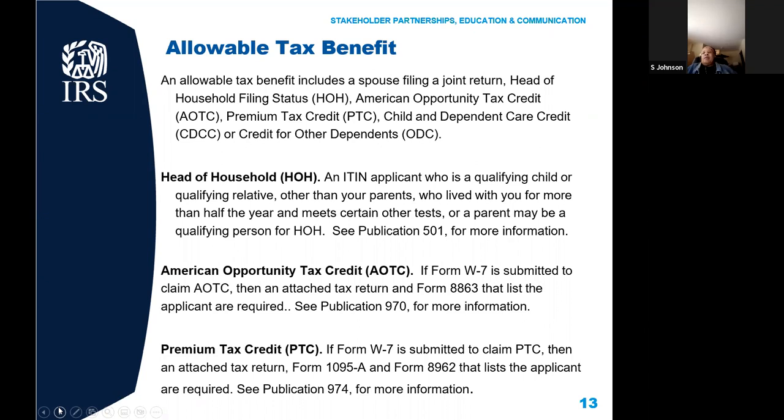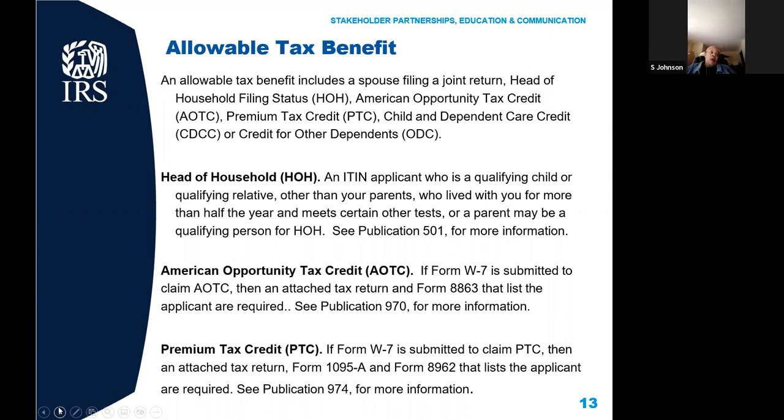Then we have the premium tax credit. Those are for people who are able to buy their health insurance on the marketplace. And if they submit that in to obtain that credit, then we expect to see the Form 1095-A and the Form 8962.